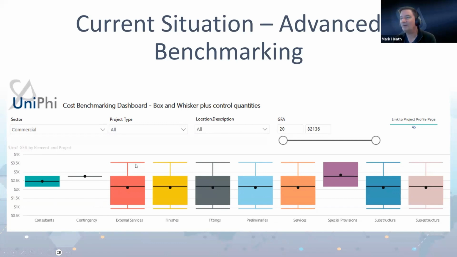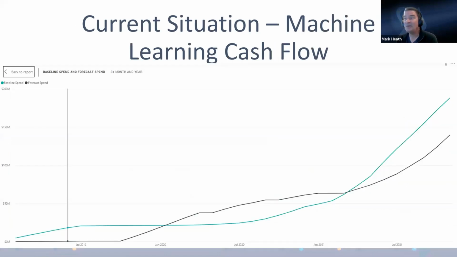It's called a box and whiskers diagram. And it tends to show you where your project fits within that, and you can start to have conversations. Is that because of design? What's driving cheap or expensive or average result on those lines? It can also be great for QA, testing outliers and seeing that there's something wrong with the tender or the estimate. UniPhi also has a machine learning cash flow algorithm.